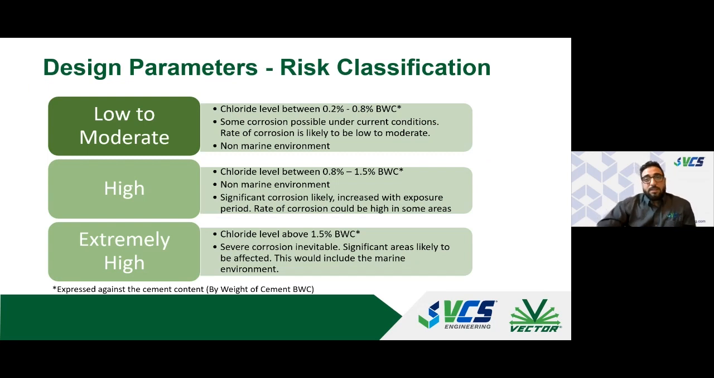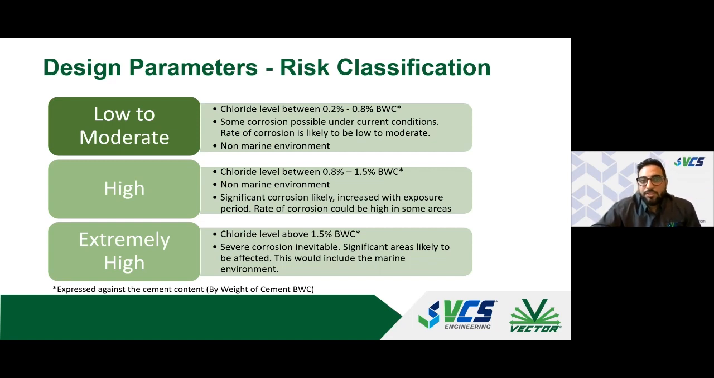Next would be the risk classification. Obviously, depending on what kind of chloride content and environment you're dealing with, your risk significantly changes. And I like to divide them into 3 different categories. We have low to moderate, where we have chloride contents that are between 0.2% to 0.8%. Here we know that there are some chlorides, and corrosion is likely to occur, but at a low to moderate rate.